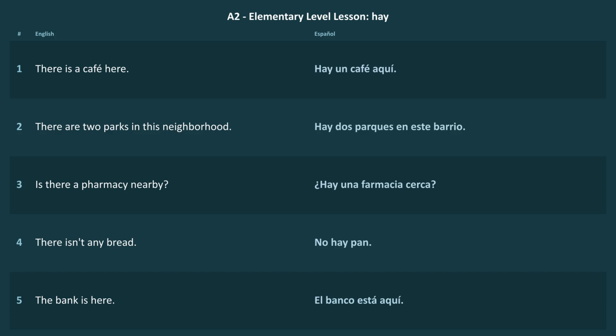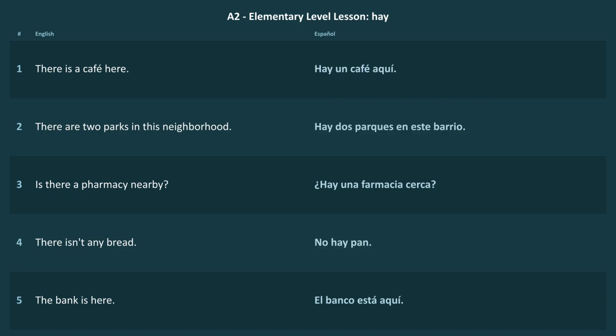Today, we're going to learn one super useful little word in Spanish. Hay. Tiny word, big job. Hay means there is or there are. Yes, both of them. One word does the work of two English ideas. Very efficient, very Spanish. Hay is like that one friend who brings snacks, helps move furniture, and somehow also knows where to park.